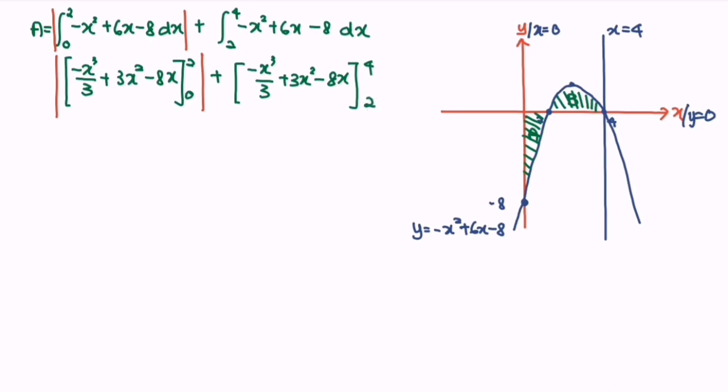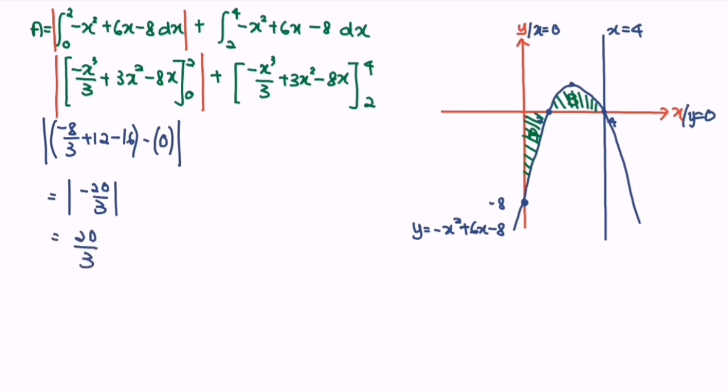So kindly substitute the value and we will have negative 8 over 3 plus 12 minus 16 minus bracket 0. So simplify the situation and we will obtain modulus negative 20 over 3. And finally, we will have 20 over 3 for the left hand side. Kindly proceed to the right hand side.